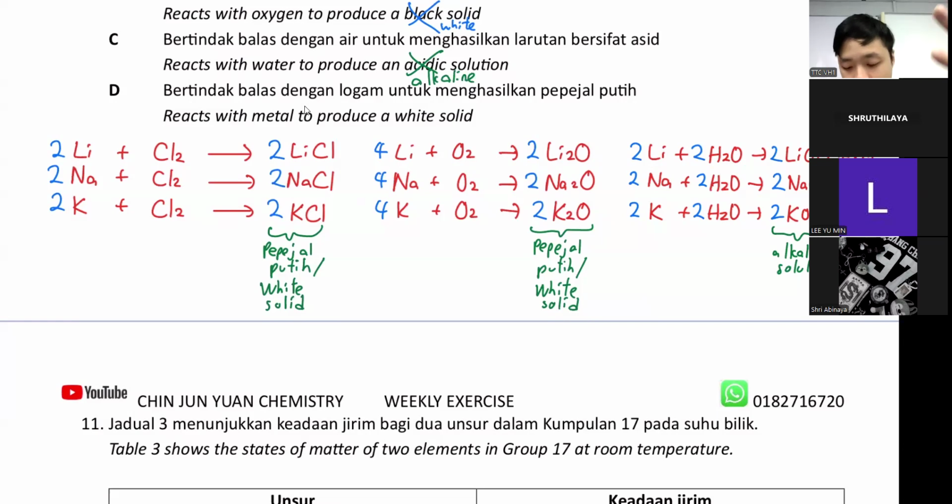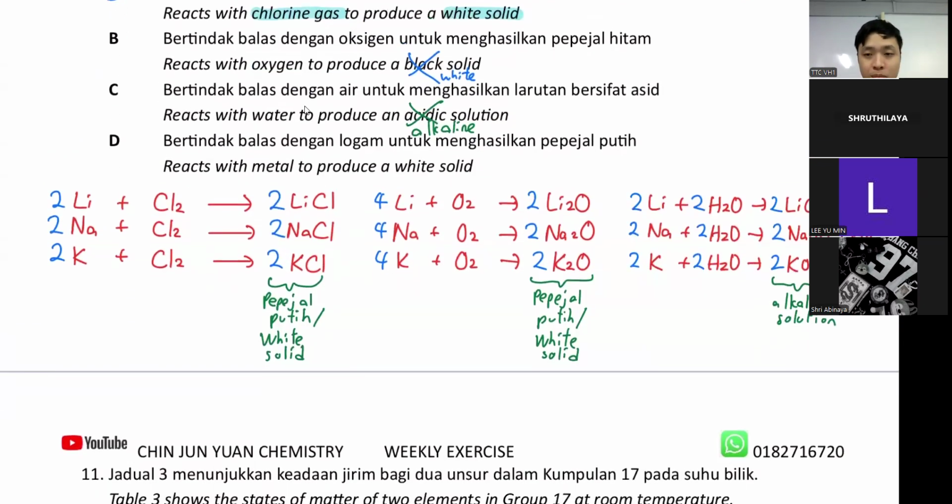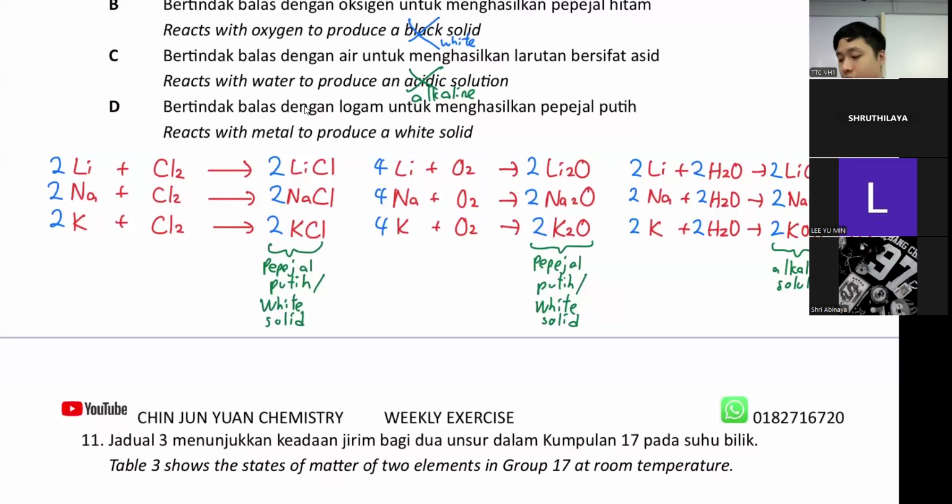So C is wrong. D, react with metal. Okay, normally they will not react with metal. It can react, but it won't form white solid. It will just explode. It's a bit like an alloy. Alloy is metal mixed with metal. Okay, this one is a different part. Nothing to do with group 1. Okay, so that is A. Any question?